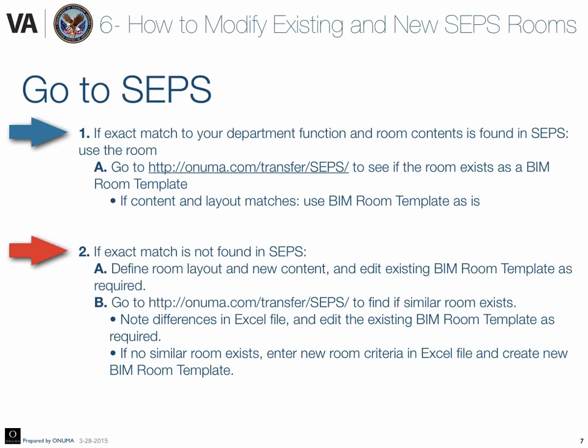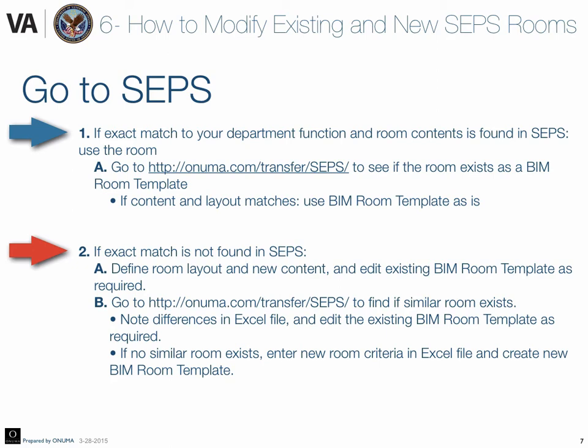So the steps are, if you go to SEPS and the Excel file that we talked about earlier, if an exact match to your department and function room exists in SEPS, use that room. So if an exam room exists and it's a one-to-one match, obviously there's no change required and you use that as is, if the content and layout matches.